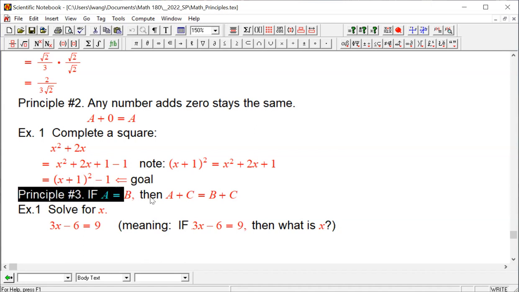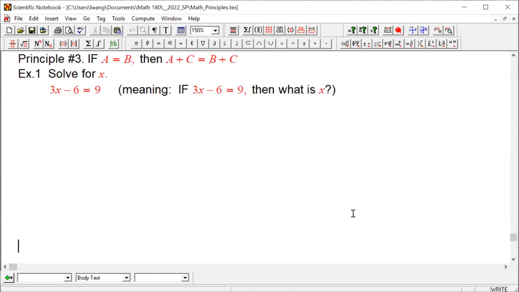So in this case, we can do what? We can do something about it because our goal is to isolate x. I trust every one of you knows how to do this, right? So we're going to add 6 on both sides. Minus 6 equals 9. So we're going to add 6 on both sides.